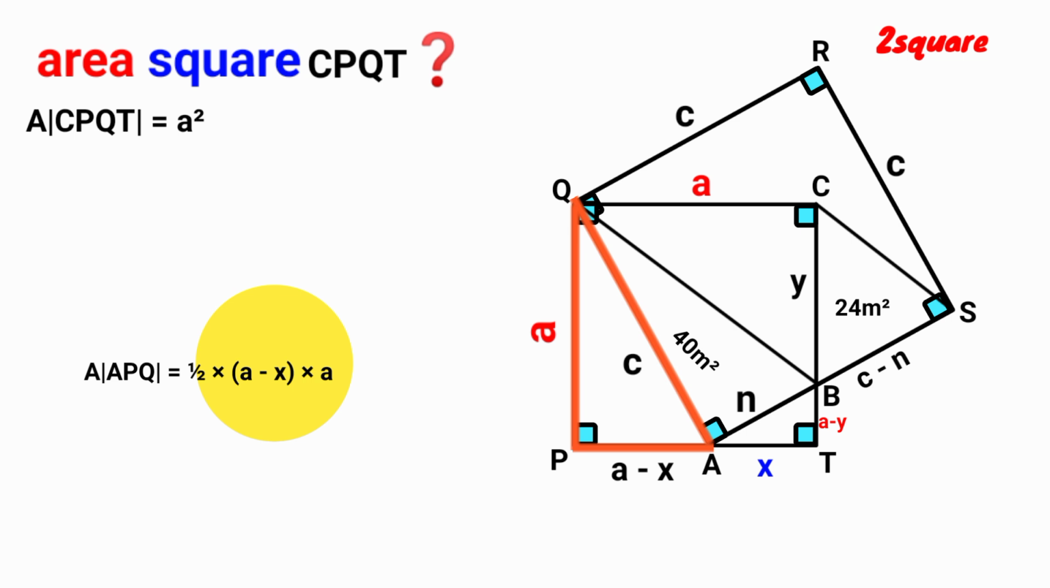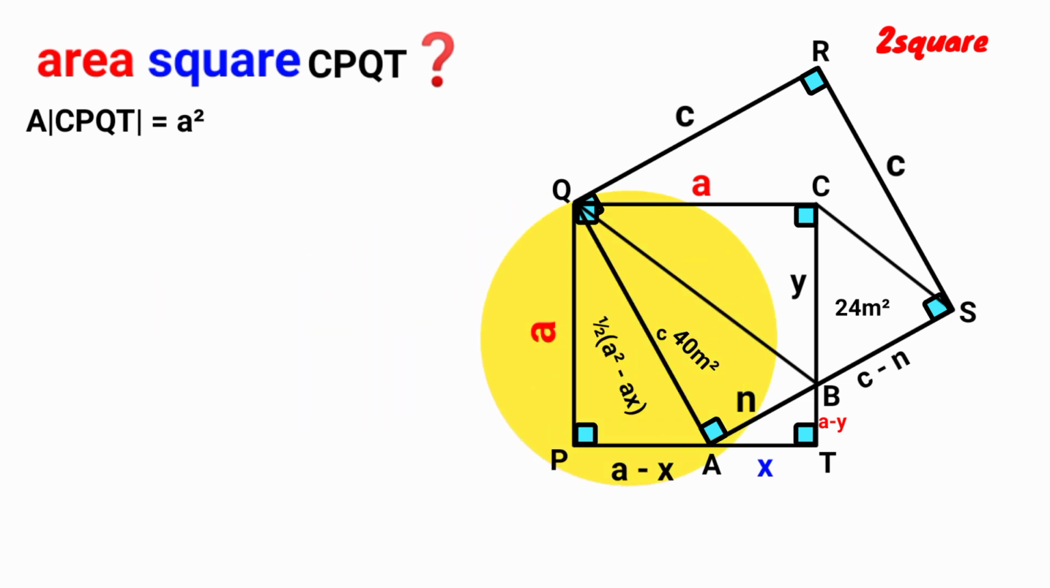A minus x times A is A times A minus x times A. A times A is A squared. Minus x times A is minus AX. So it is A squared minus AX. Therefore, area of triangle APQ equal to 1/2 into bracket A squared minus AX. That is, the area of this triangle is 1/2 A squared minus AX.